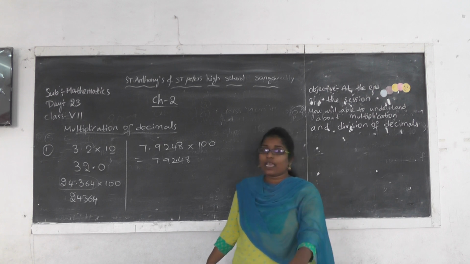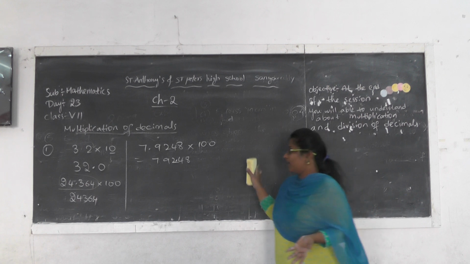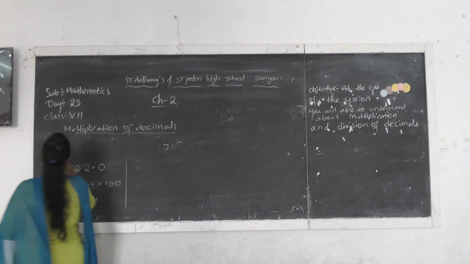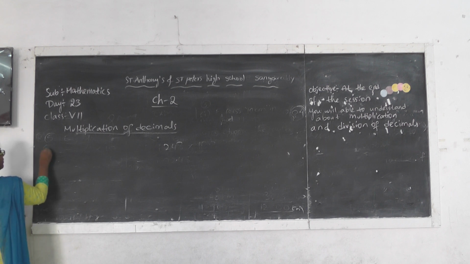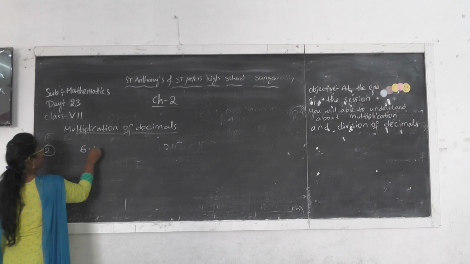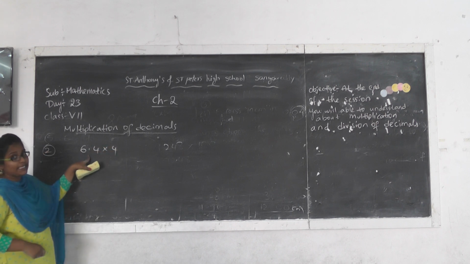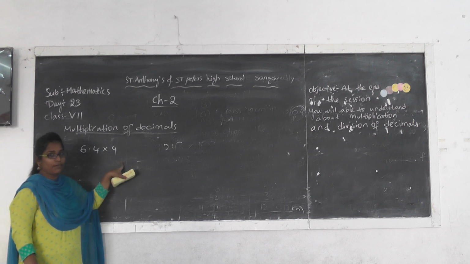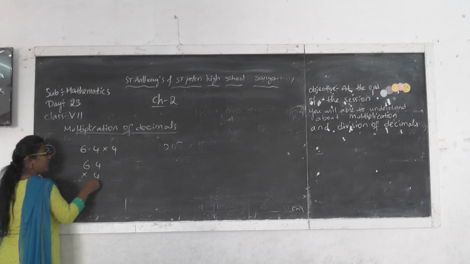Okay, now let's see how to multiply a decimal number with a whole number. Let me take an example of 6.4 into 4. So what are we doing? We are multiplying a decimal number with a whole number. So we just have to do normal multiplication.